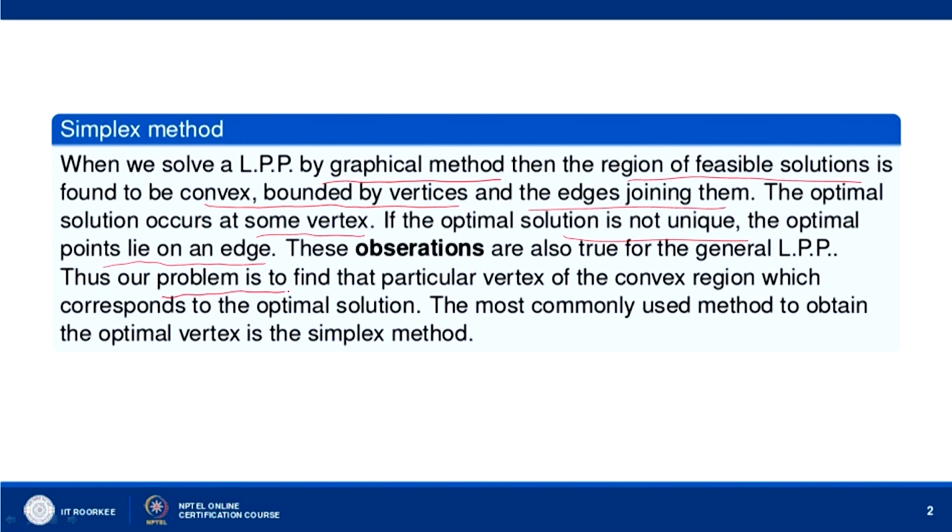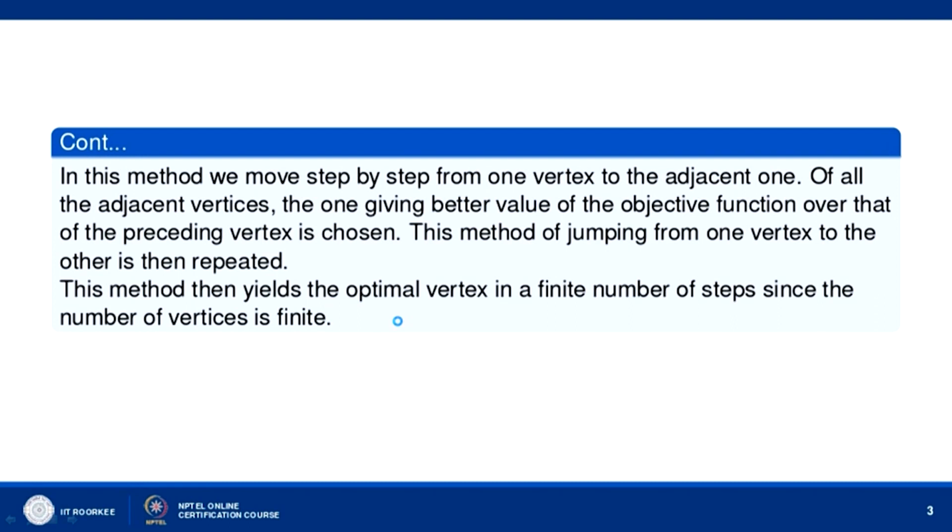Thus, our problem is to find that particular vertex of the convex region which corresponds to the optimal solution. The most commonly used method to obtain the optimal vertex is the simplex method. In this method, we move step by step from one vertex to the adjacent one. Of all the adjacent vertices, the one giving a better value of the objective function over that of the preceding vertex is chosen. This method of jumping from one vertex to the other is then repeated. This method yields the optimal vertex in a finite number of steps, since the number of vertices is finite.